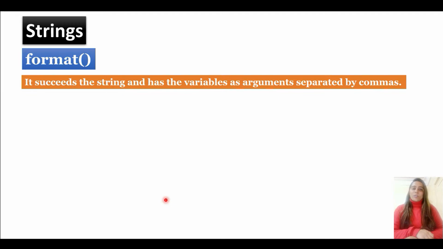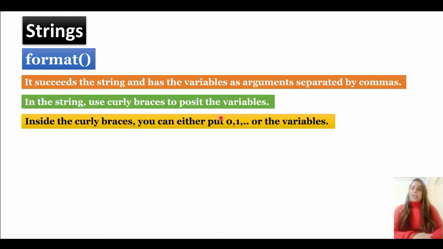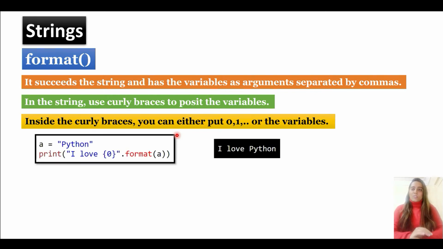In this video, we'll be using another method for string formatters, which is the format method itself. It succeeds the string. That small f was coming before the string, but this format method comes after you have written the string and has the variables as arguments. In the string, use curly braces to position the variables. So this is how it's done. And inside the curly braces, you can put numbers 0, 1 or the variables as well.